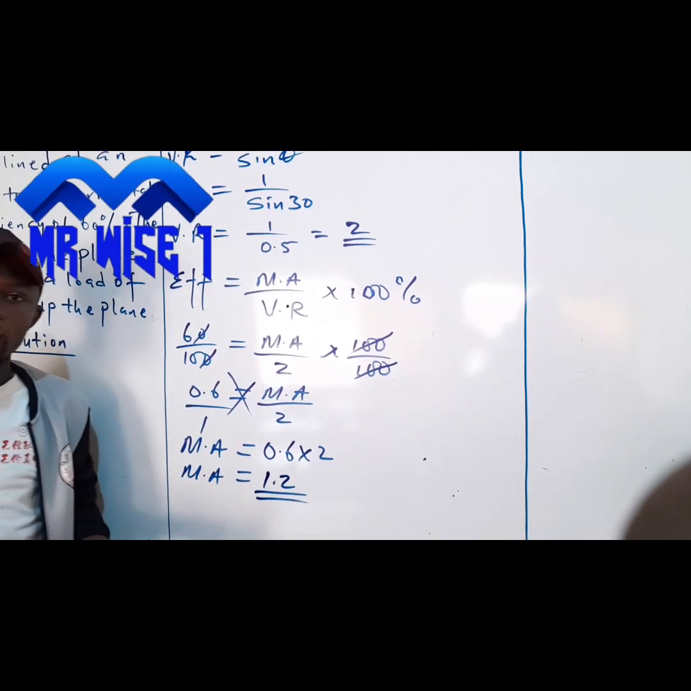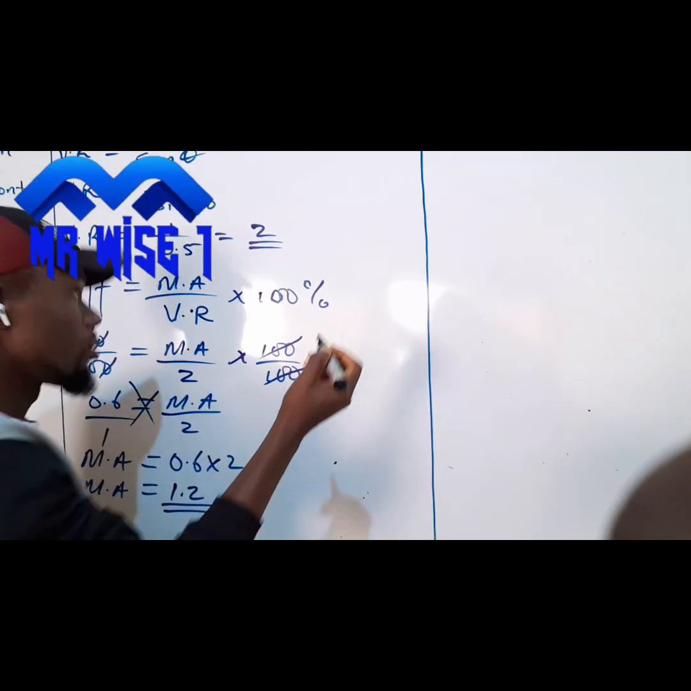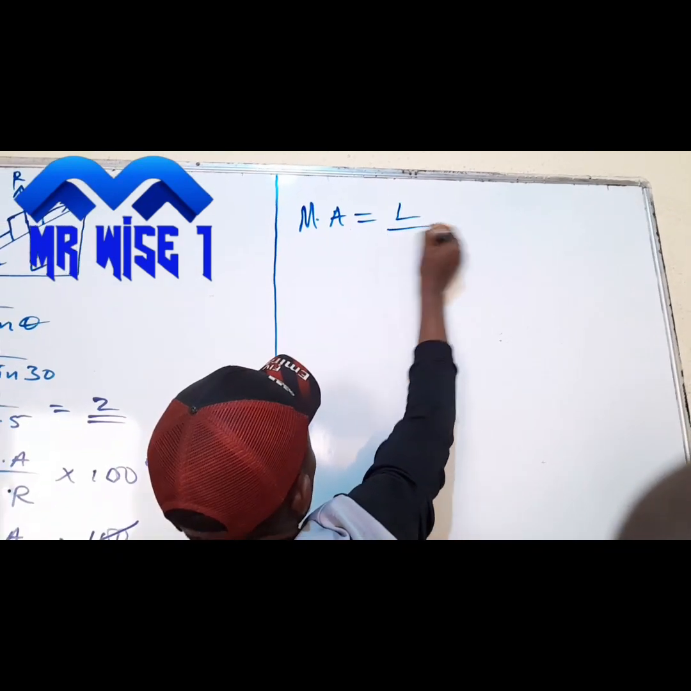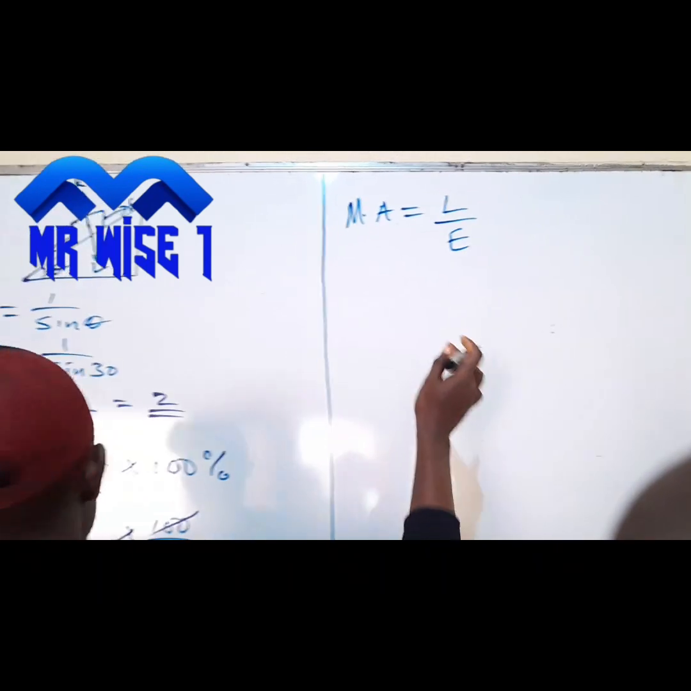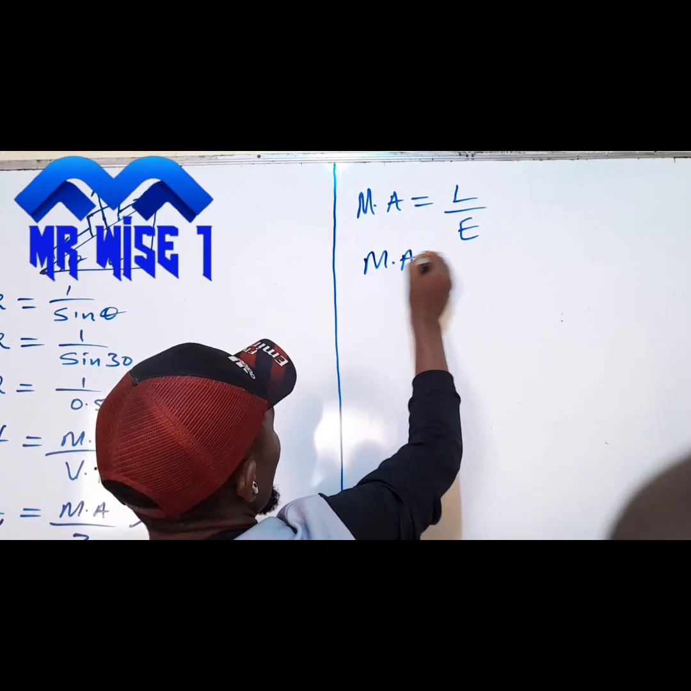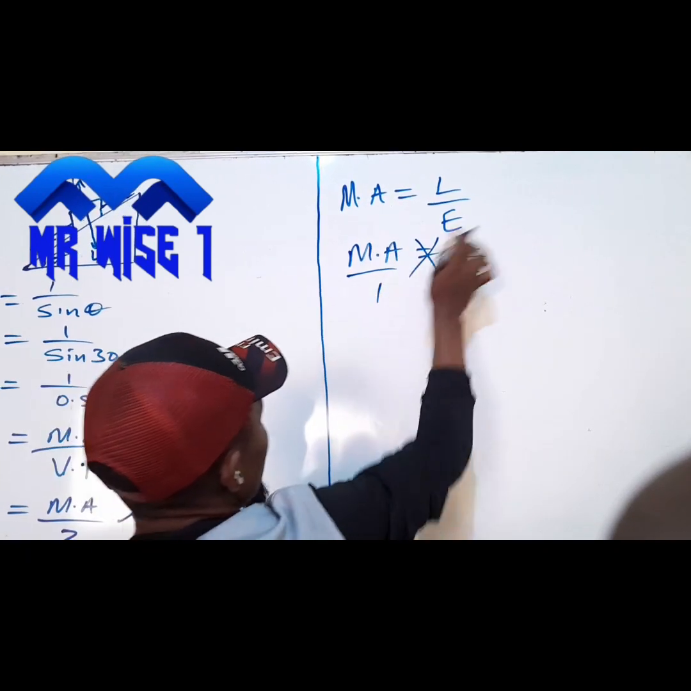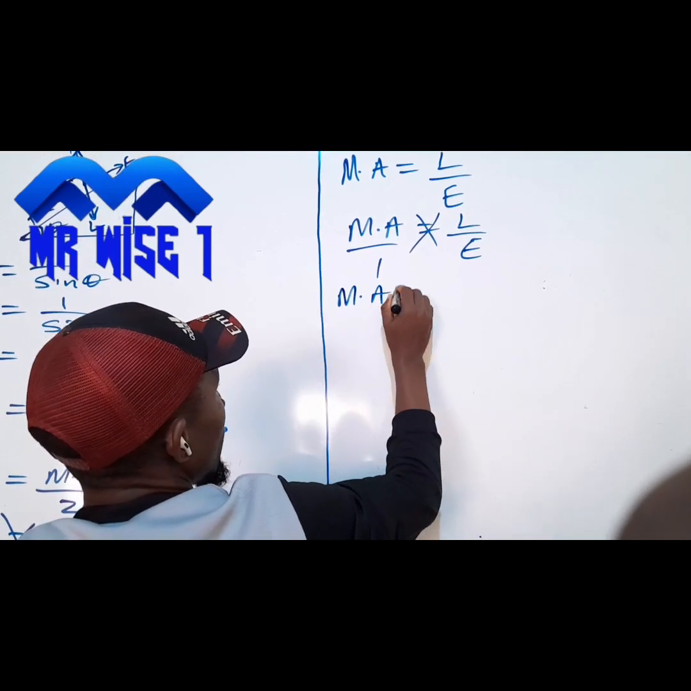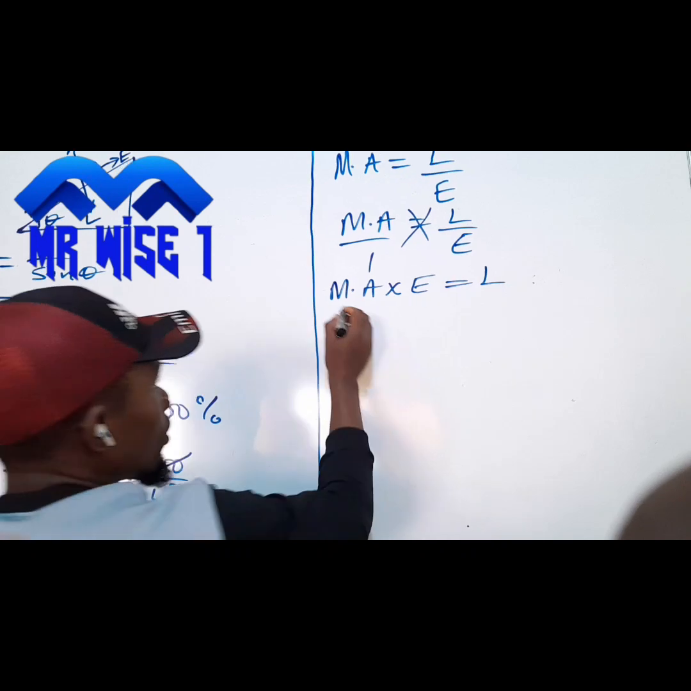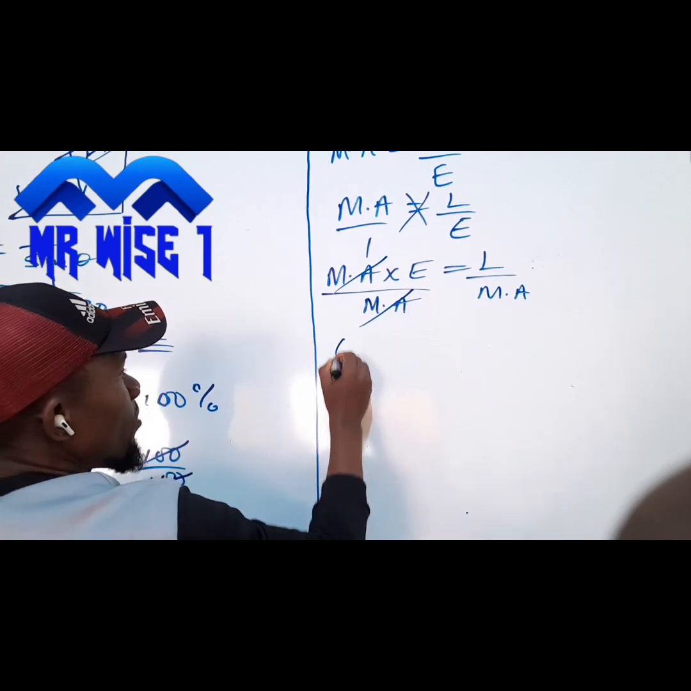My mechanical advantage also doesn't have an SI unit. So the next thing I'll need to do is look for my effort now. My mechanical advantage is equal to my load over my effort. Remember, my load is given and my mechanical advantage has been solved. So I'll just cross multiply this times this. I have my mechanical advantage times my effort is equal to my load. If I divide by the coefficient of my effort, which is MA, MA will cancel MA.